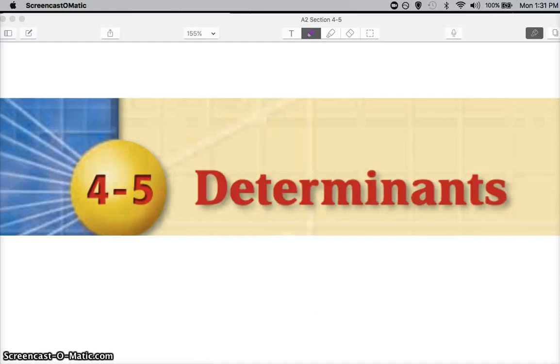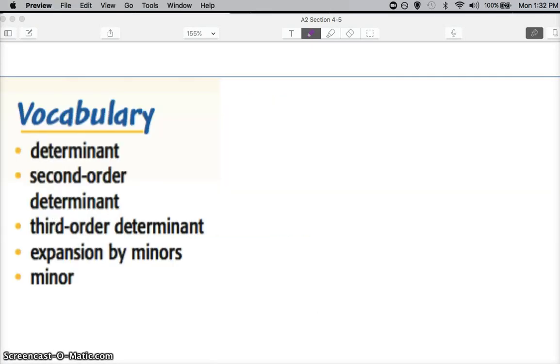Hey, Algebra 2 friends, we're in Chapter 4, Section 5, and we're going to talk about determinants. Here's our vocabulary. The first word we should probably be aware of is what a determinant is.